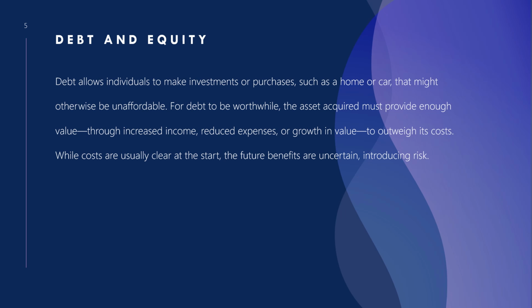For instance, during the housing downturn of 2008, many homeowners found themselves owing more on their mortgages than their homes were worth. While the costs of their debt were predictable, the unforeseen drop in housing values highlighted the risk involved in relying on uncertain future benefits.